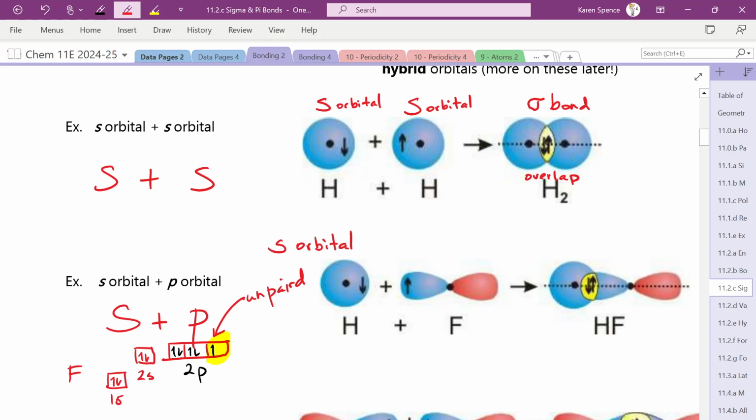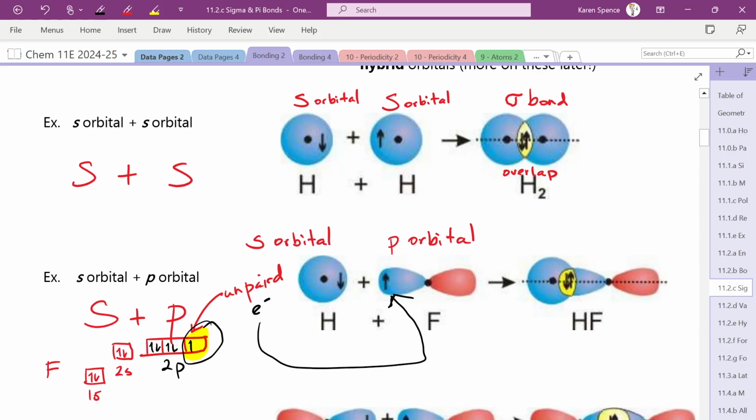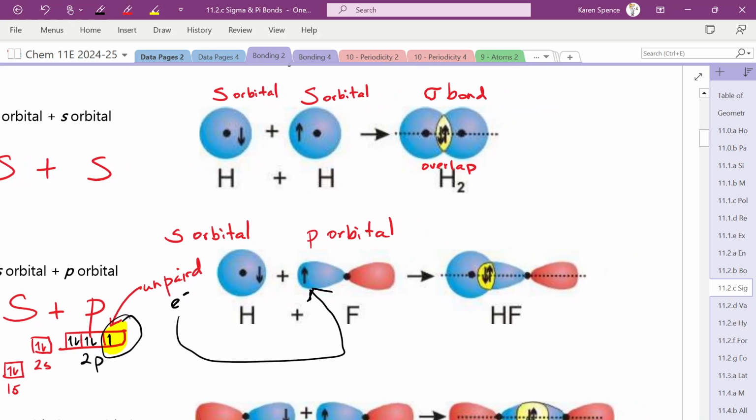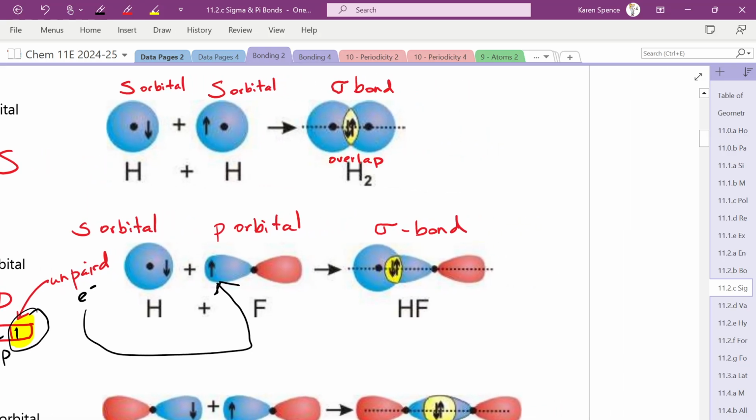Okay, so this is our unpaired electron. That's that one there. It's the one in the 2p. So we get an s orbital overlapping a p orbital. And guess what kind of bond we get? We get a sigma bond. And where are the electrons? The electrons are between the nuclei.